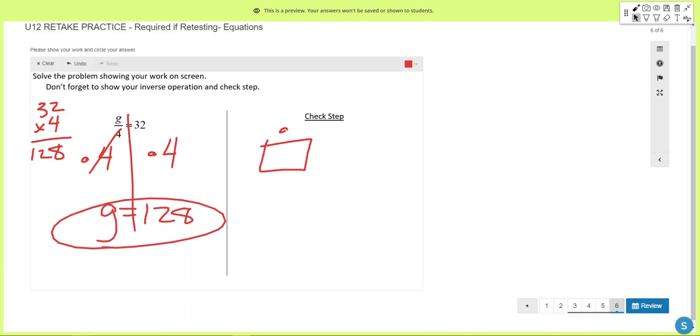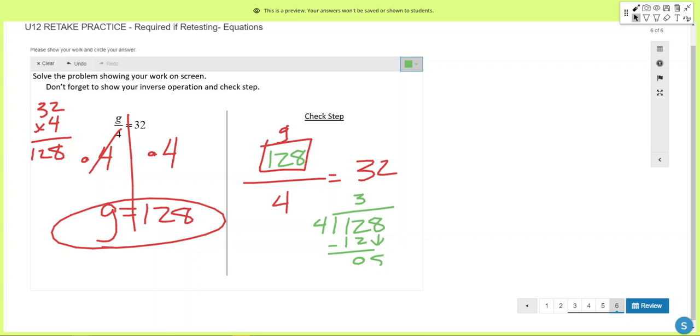Now we're going to do our check step. There's g over 4 should be equal to 32. So I have 128 divided by 4. I'm going to check my 128 divided by 4. 4 goes into 12 3 times, which is 12. Bring down the 8. And then 4 goes into 8 2 times, which is 8. So I know that my answer is 32. I got it right. So g equals 128 is our solution.